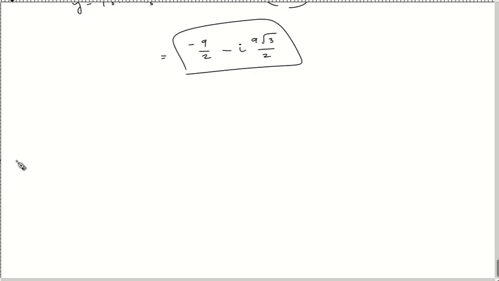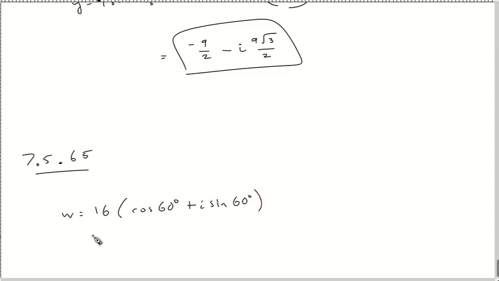So, all right, cool. We did it. You did it. I just watched. That's supposed to be a 5. Okay, 2 last problems. W is equal to 16 cosine of 60 plus i times the sine of 60. And they say, what's the square root of W?